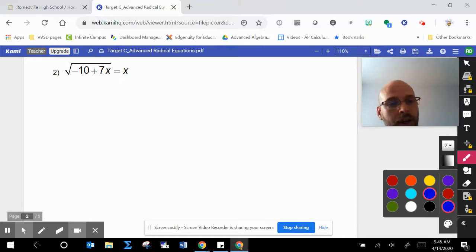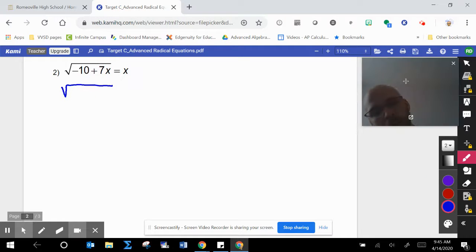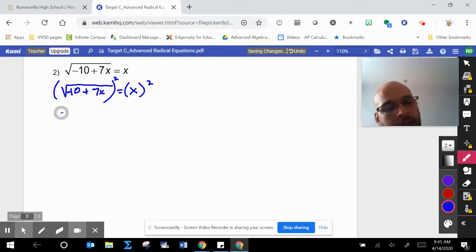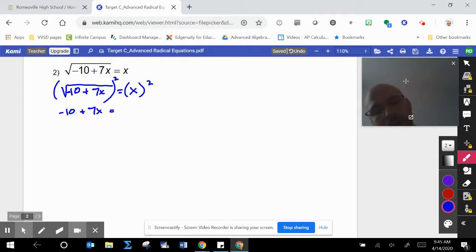So I'm going to start with my problem here. Oh, I forgot my negative. The square root of negative 10 plus 7x equals x. And I want to get rid of that radical. Okay, so when I square both sides, now I have a negative 10 plus 7x equals an x squared.